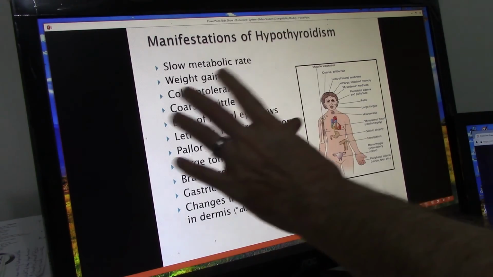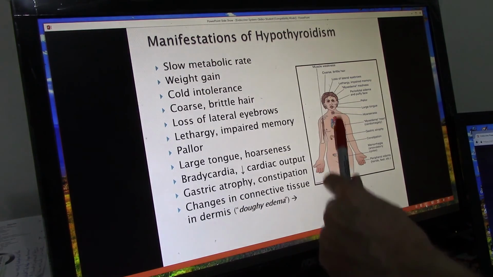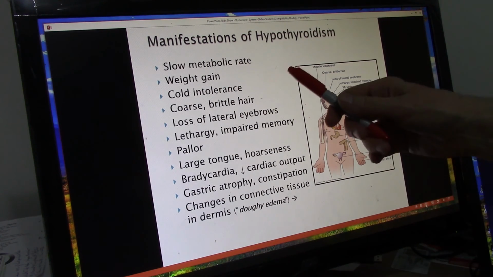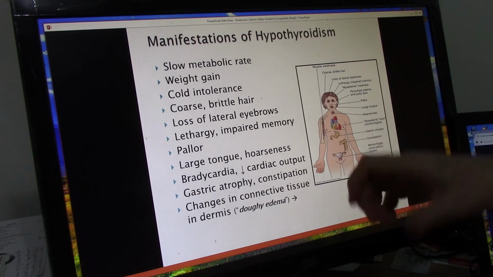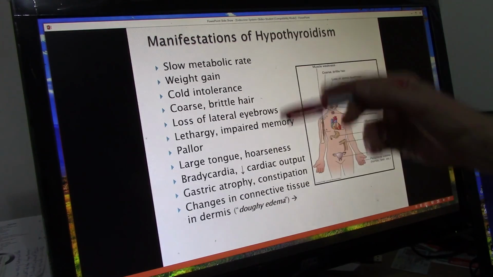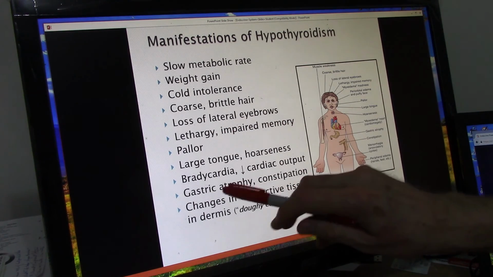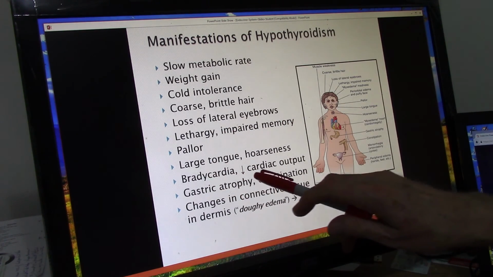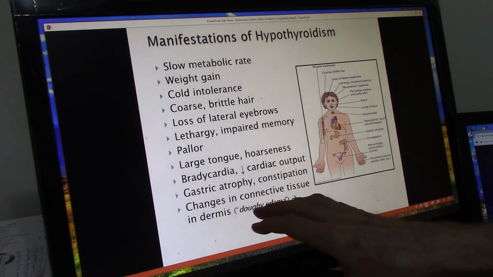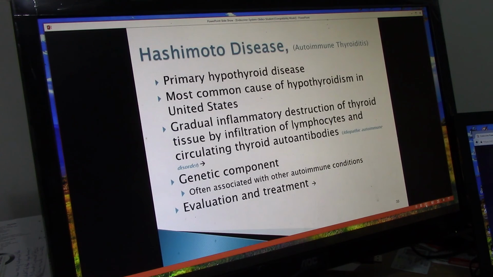Now, on the hypothyroidism, here are your signs and symptoms. The metabolism is going to be slowed down. So in the presence of slow metabolism, the patient's going to gain weight if they eat the same amount of food. If I eat 2,000 calories a day and my metabolism goes down, I'm going to gain weight because I'm not going to be burning off those calories. I'm going to be cold intolerant because I'm not producing the body heat, coarse, brittle, dry hair, loss of lateral eyebrows, the tongue will get enlarged, bradycardia, the heart will slow down, and then you'll start to get changes in the connective tissue in the dermis. You start to get what we call doughy edema.